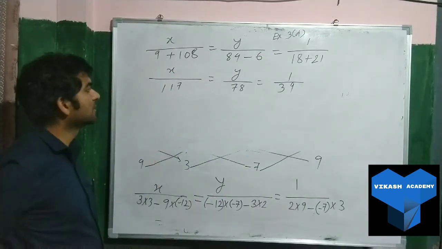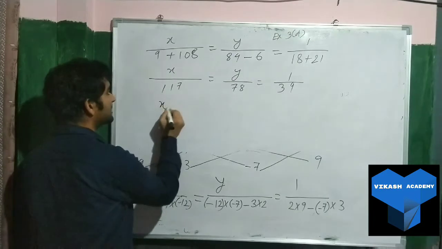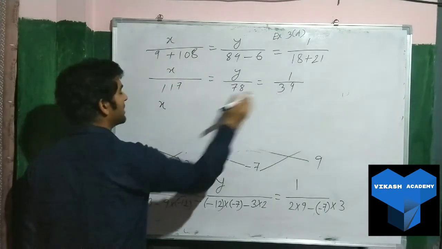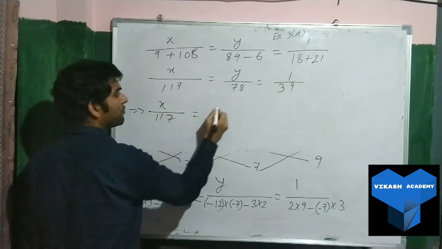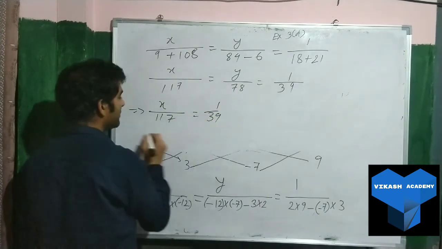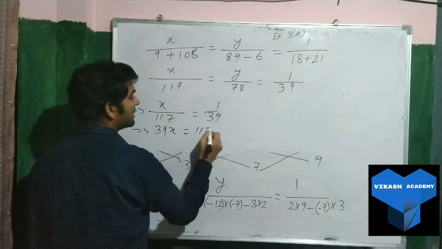Let us see how to find the value. So we will equate first x by what? First one and last one. Write down here. We will write x by 117 equal to 1 by 39. Cross multiply, you will get 39x is equal to 117.